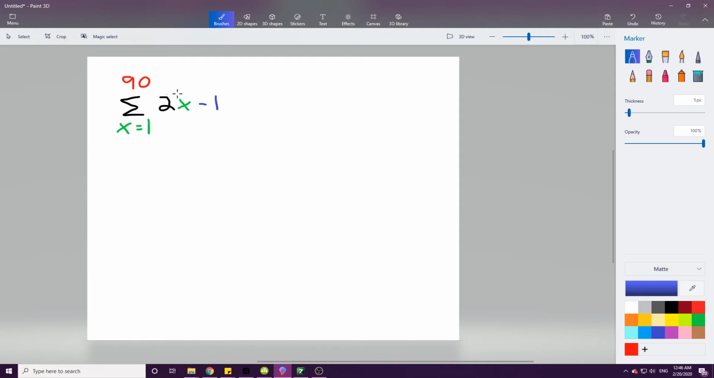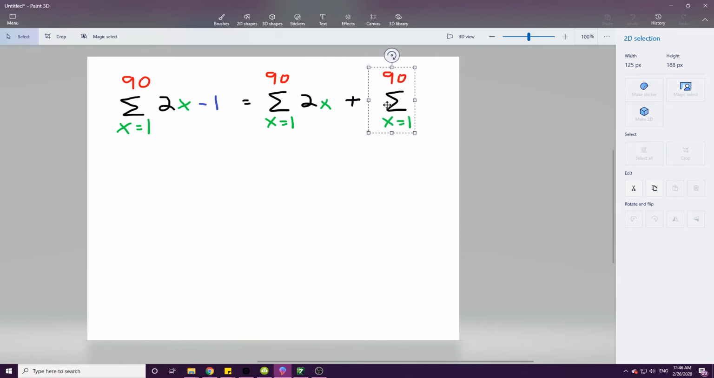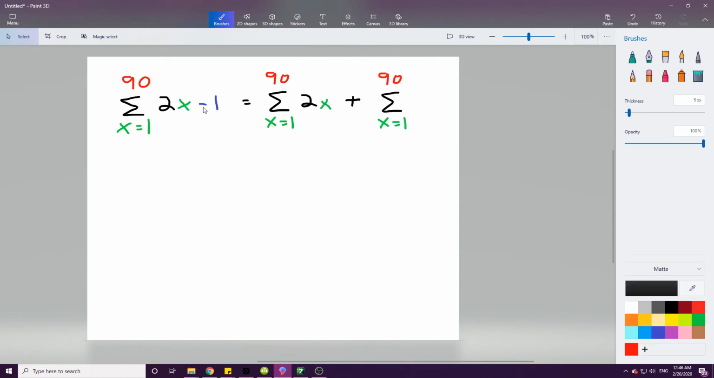So you can use the summation rules now. I've got 2 separate pieces, right? I've got 2x and I've got minus 1. So this is the same as sigma, x equals 1 to 90 of the first piece, which is 2x, plus the second piece. Let me copy this. Same thing, that doesn't change. But what is the next piece I have here? It's the negative 1, so negative 1.